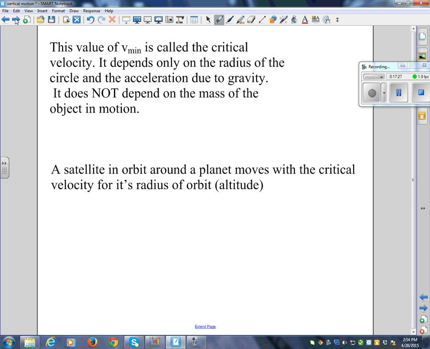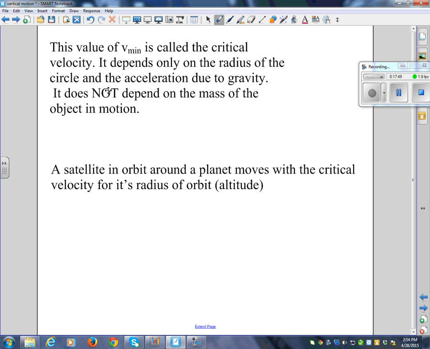Okay. This value of Vmin is called the critical velocity. It depends only on the radius of the circle and the acceleration of gravity. It does not depend upon the mass. I'm going to put a little star on it: it does not depend upon mass.